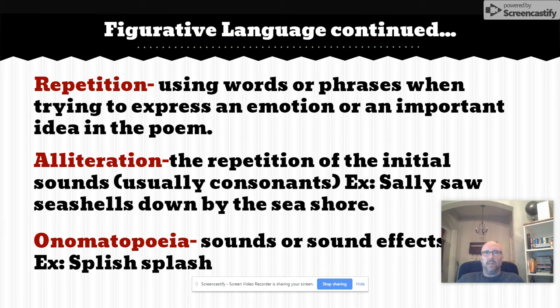Onomatopoeia. This one's the easy one. You guys learned this a long time ago. Don't really need to go over it. Splish splash, as it is on there. Bang pow. Anything like that. It doesn't have to be an actual word. Psst can be spelled out, P-S-S-S-T. That's an onomatopoeia.